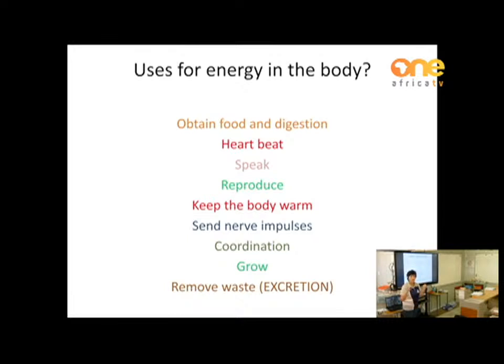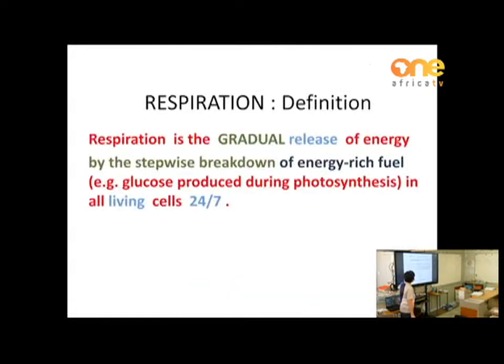Do we have energy in a protein molecule? Yes, it takes more time to release because it's a large, complex protein, but there's energy in the protein. Do we have energy in fat? Yes, double the amount, 38 kilojoules per gram. So we just need to get that energy out of the food. How do we get it out of the food? By the process of respiration.